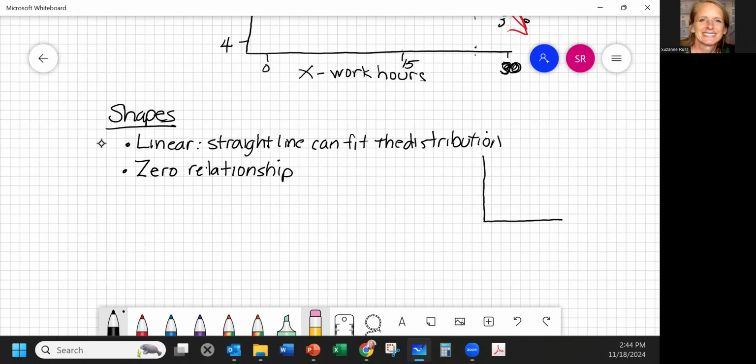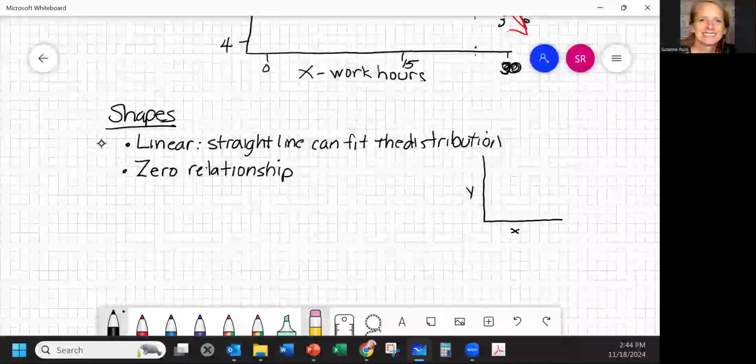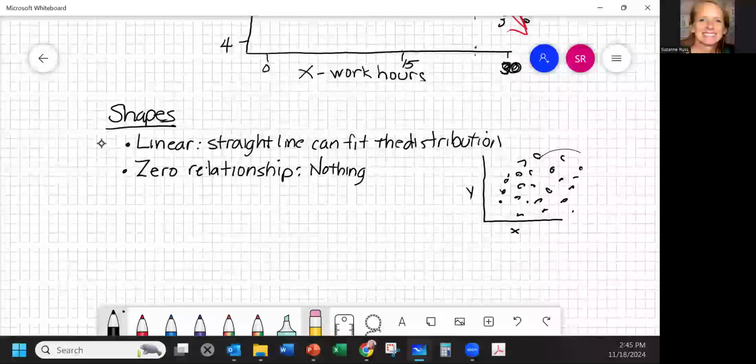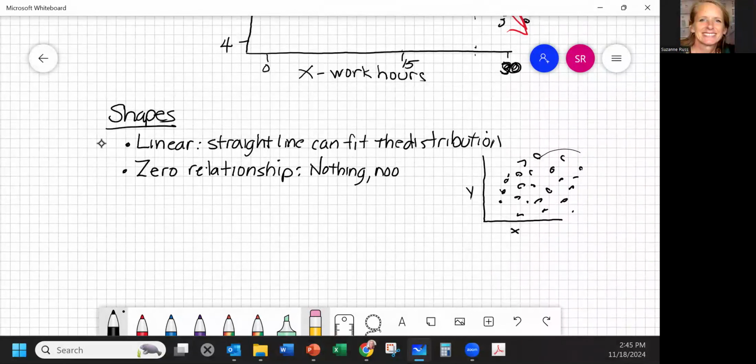Here's our x variable, our y variable. We won't name them just yet, but the points might just be all over the map. We can't really even tell if a straight line would fit the points well. It's just all over the place. In fact, you might even say the best you could do is draw a circle around it. And that just means there's nothing going on. No relationship.